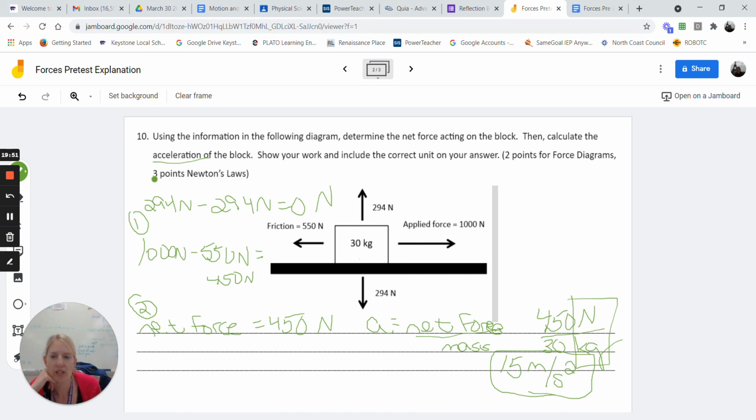The other 3 points are going to go in that Newton's laws category, because this idea, acceleration is net force divided by mass, is actually Newton's second law. As normal, we would give 1 point for the equation, another point for the work, and our third point comes from the answer with the correct unit. So you're going to add 2 points to your force diagrams area for figuring out the net force, and 3 points to the Newton's laws area if you're able to figure those out.